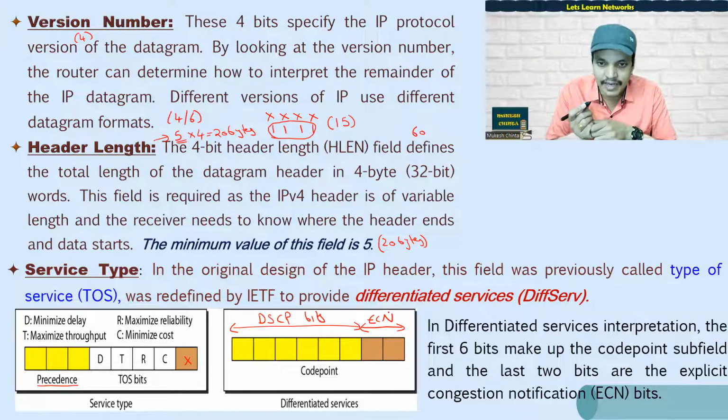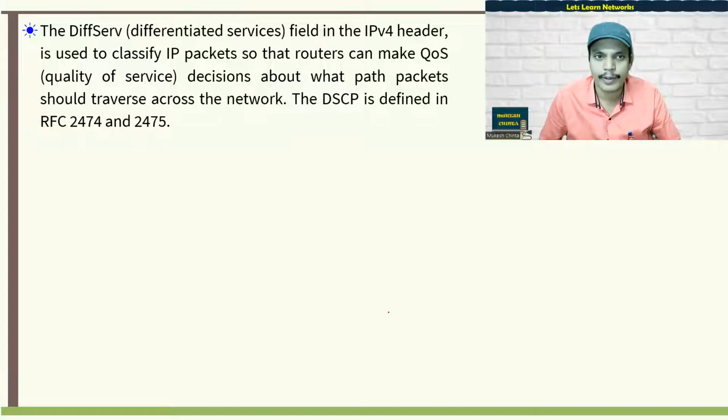So we call it the service type, and this particular field is called differentiated services. We have 8 bits. To talk about it a little bit more, the differentiated services field in the IPv4 header is used to classify the IP packets so that routers can make quality of service decisions about what path the packet should traverse across the network. So this is actually helping the router to provide the quality of service as per the requirement of that particular packet. So this is where we specify that.